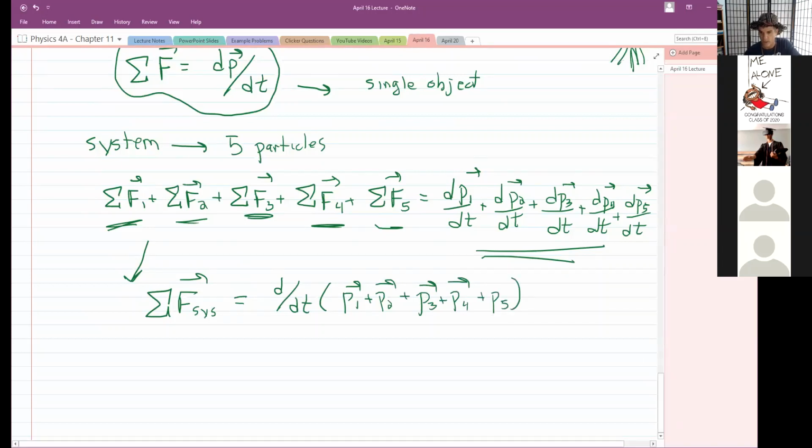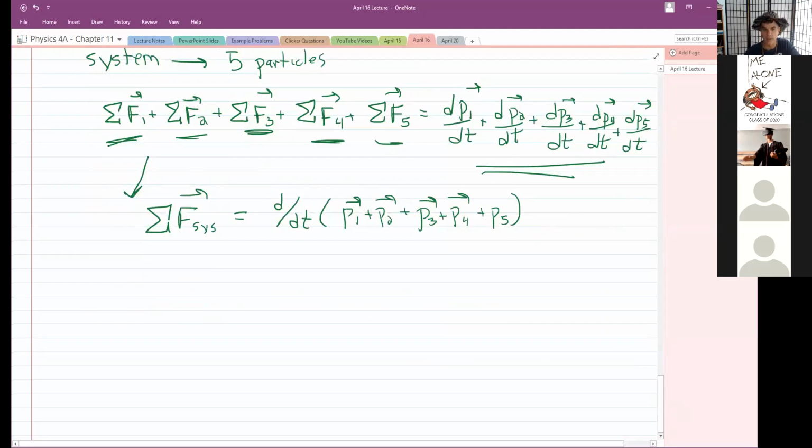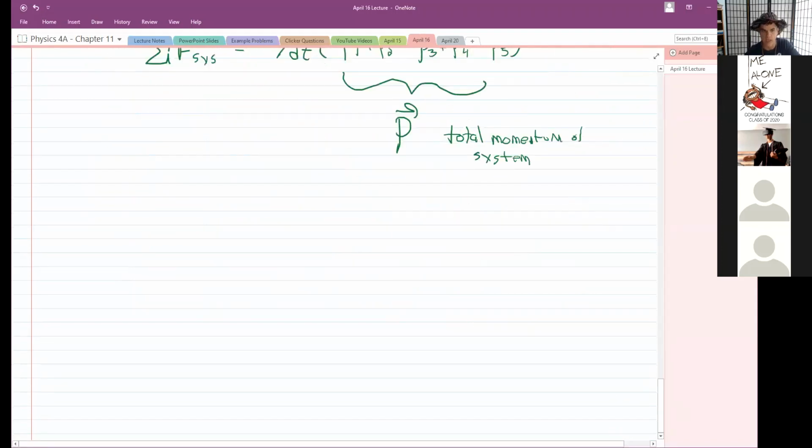Well, if I add up the momentum of every object in the system, this is just the total momentum of the system. So the end result is, if I look at the sum of the forces acting on a system, that's going to equal the change in momentum of the system. And let me just write SYS here, just to emphasize that this is the total momentum of the system.